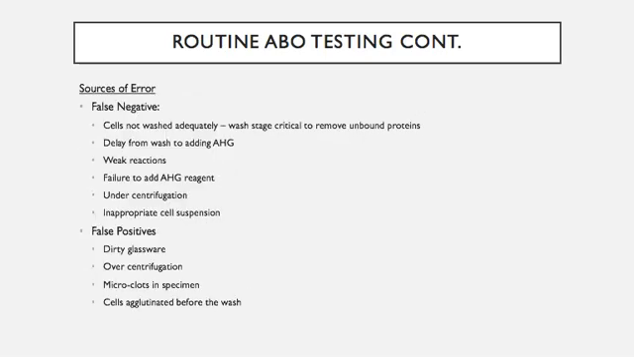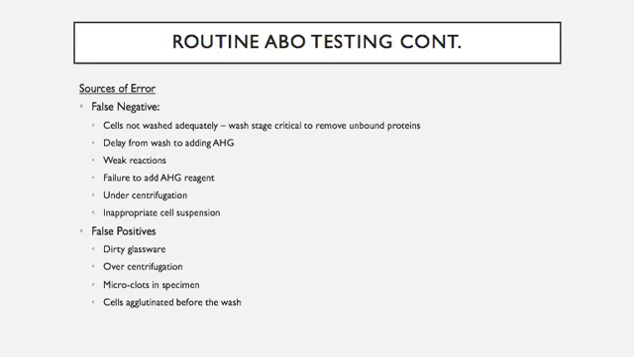Okay, some different sources of error. False negatives can result if the cells are not washed adequately. That wash stage is critical to remove any unbound antibody or complement. If this is not done, those unbound antibodies can neutralize the reagent, and it would mask a true positive result. False negatives can also result if there's a delay between the wash stage and adding the AHG reagent, if weak reactions are overlooked, if the tech forgets to add the AHG, if the sample is under centrifuged, or if the tech has prepared an inappropriate cell suspension.